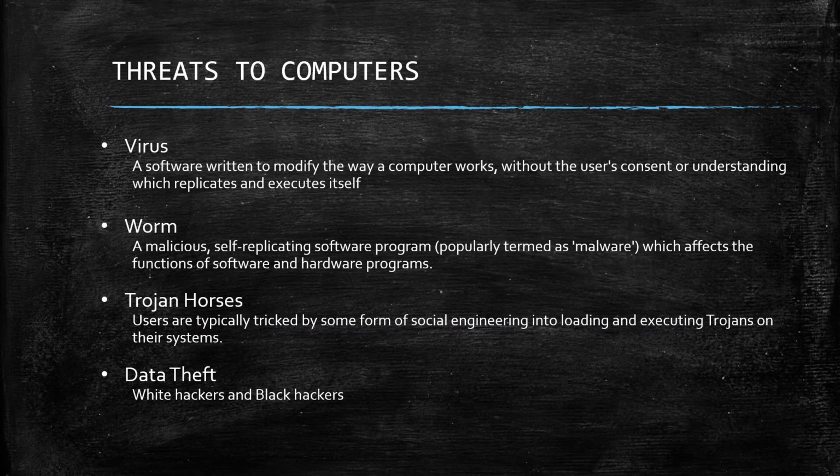A computer virus is probably the most well-known computer software security threat. It is software written to modify the way the computer works. Without the user's consent or understanding, a virus replicates and executes itself, typically doing harm to your computer in the process. A computer worm is a malicious software program that replicates itself, disrupting the function of software and hardware systems.